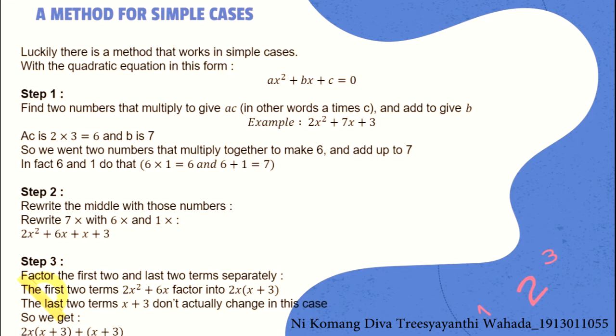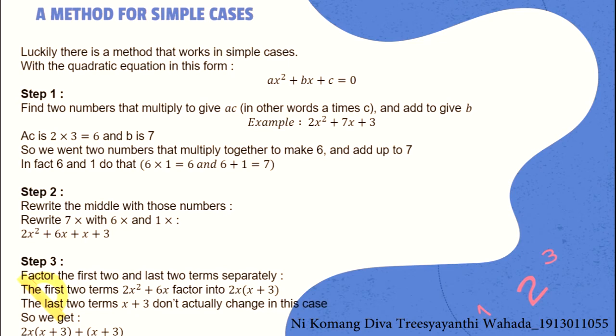A multiplied by c is 2 multiplied by 3, which is equal to 6, and b is 7. So we want the numbers that multiply together to make 6 and add up to 7. In fact, 6 and 1 do that. 6 multiplied by 1 is equal to 6, and 6 plus 1 is equal to 7.